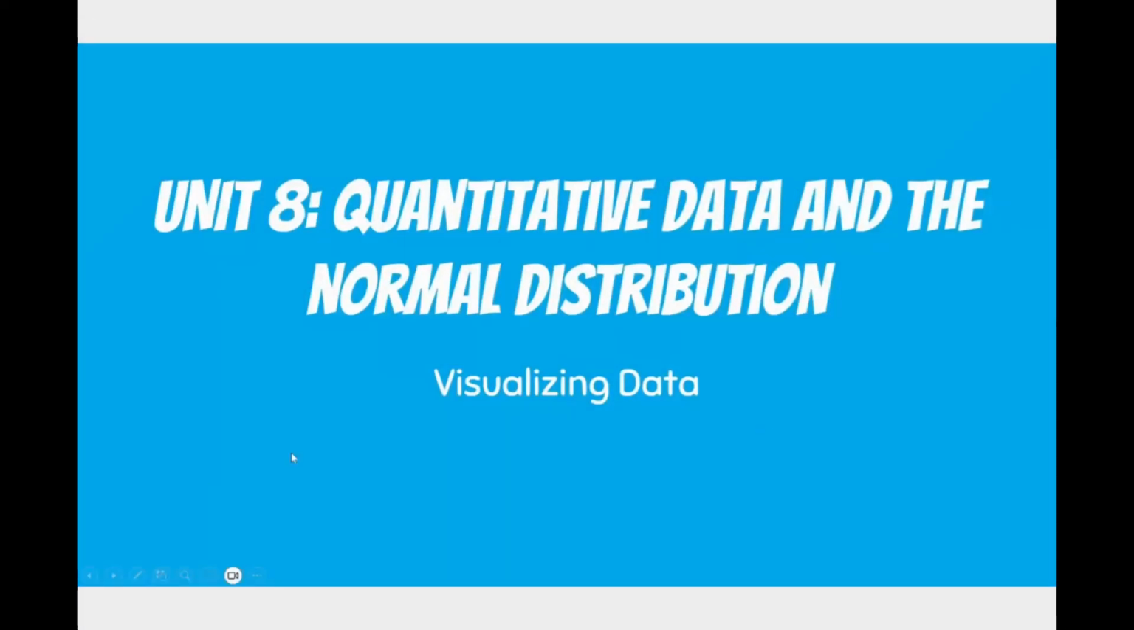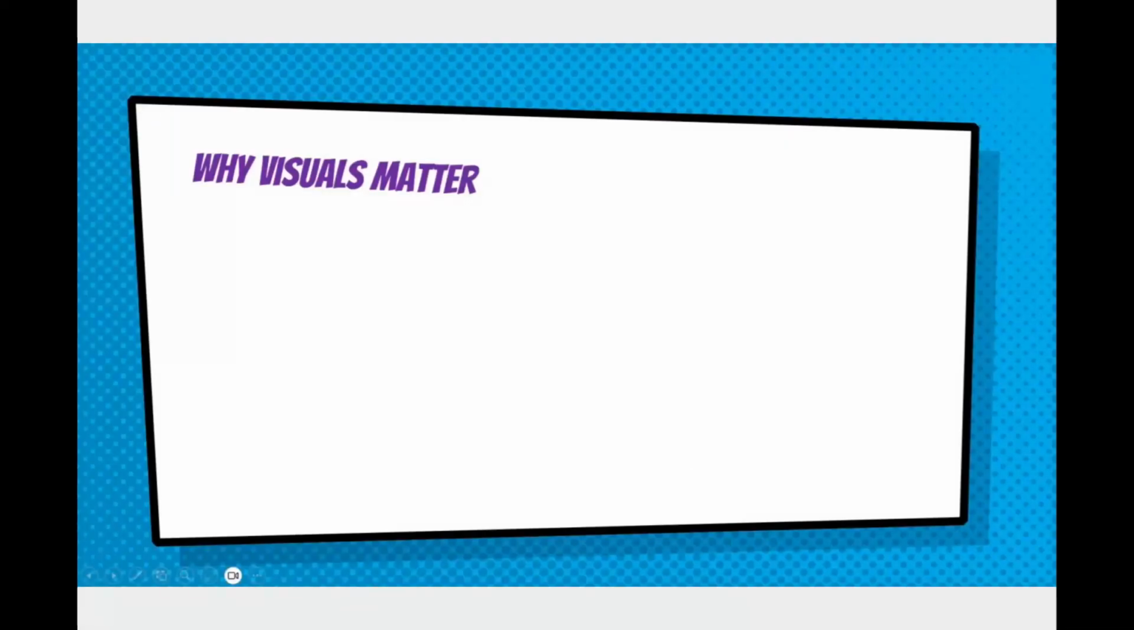So far, we have looked at measures of center and measures of spread, and today we're going to look at what happens when we piece all that together, looking at the visual, just like we did with categorical data when we created a bar graph from our frequency table. So why do visuals matter?